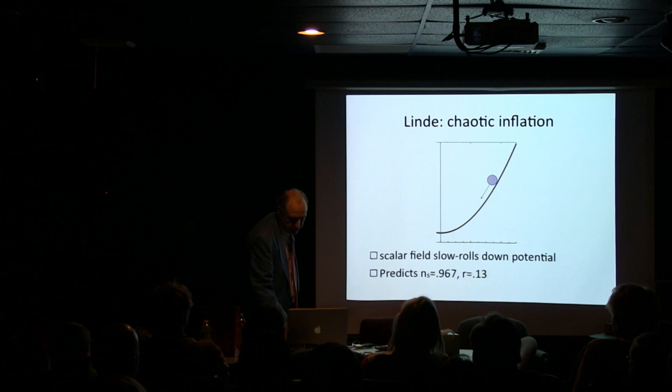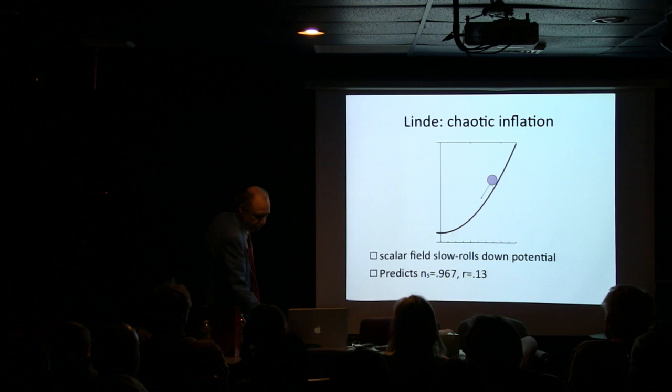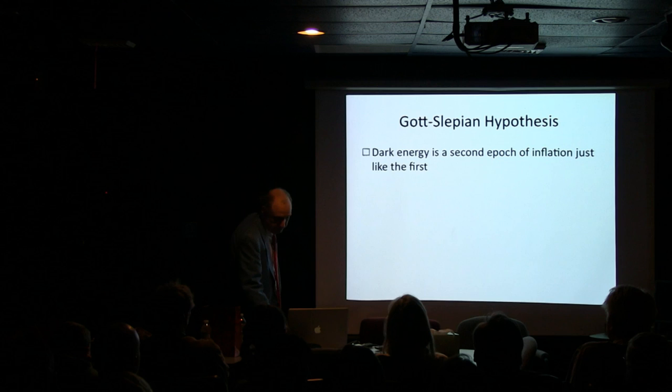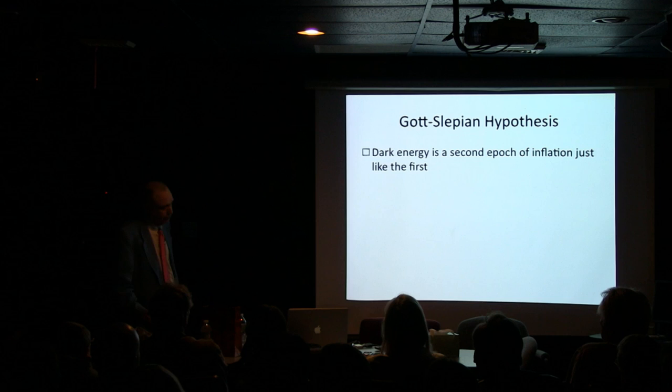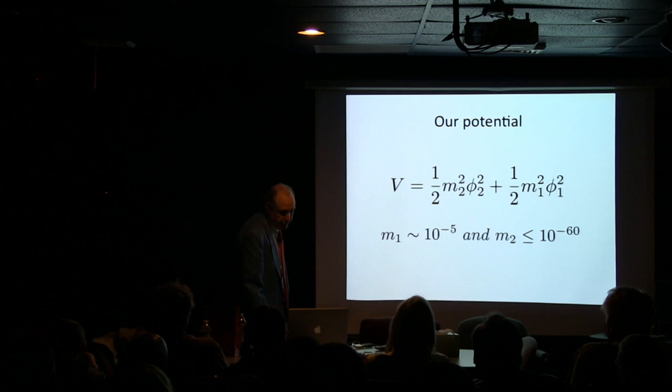So in inflation, we were slowly rolling down a hill, not sitting at the bottom of a valley. If we were sitting at the bottom of a valley, we'd still be sitting there today, and we wouldn't have the low energy universe that we have today. So inflation looks like the part we're seeing. The end of inflation looks like you're rolling down a hill. So I wrote a paper with Zach Slepian where our hypothesis was that the dark energy we're seeing today is really just a second epoch of low energy inflation, just like the first one, only it's occurring at low energy.